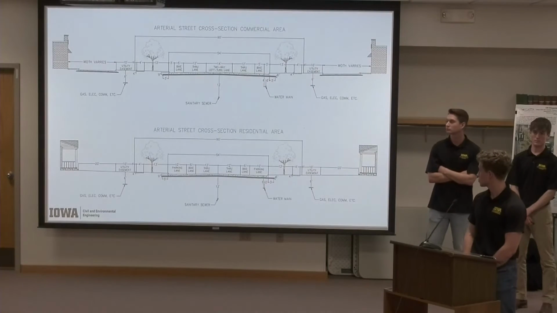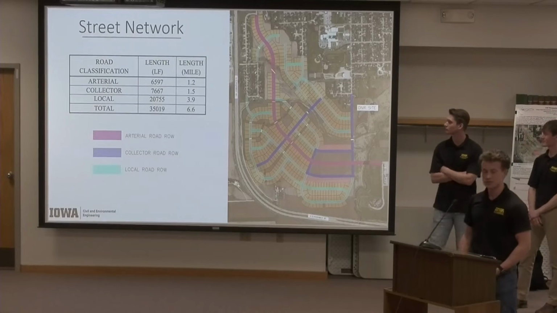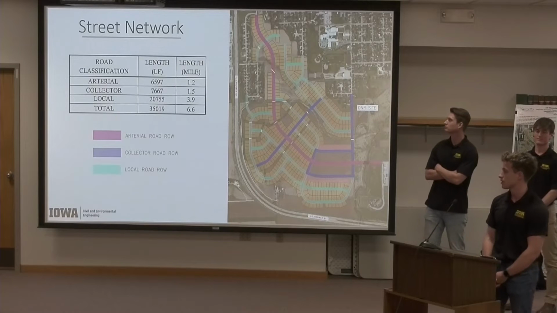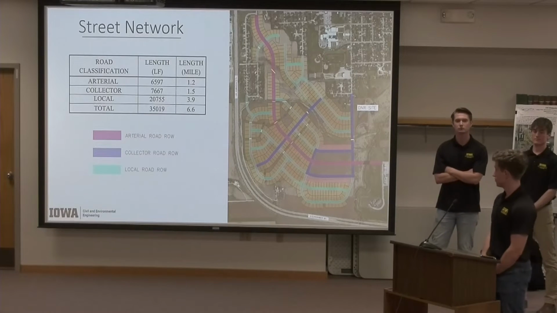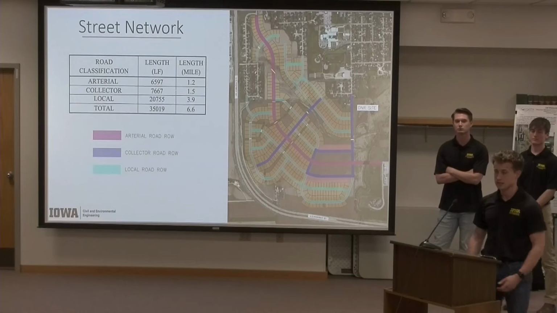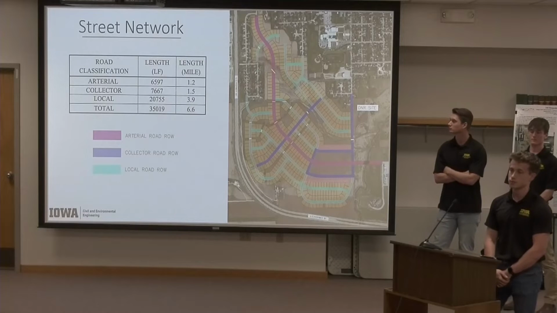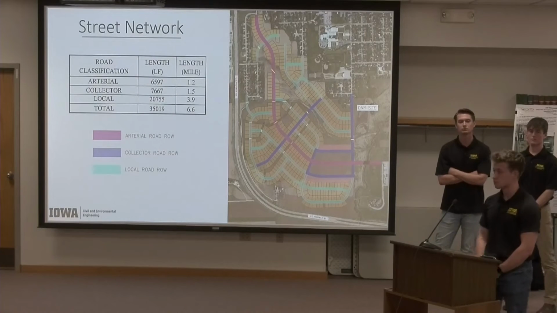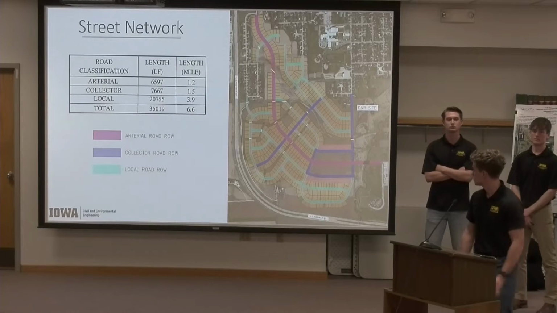Off of our arterial street, we have collector roads to help funnel the local traffic to the arterial street to keep new residents off of the existing residential streets just to not impact the existing area too much. And we have the collector roads surrounding the proposed commercial area to provide adequate space and capacity for the large amounts of commercial vehicles.